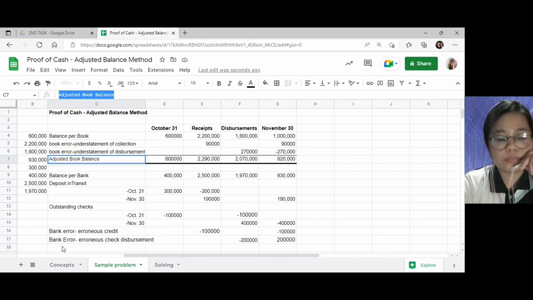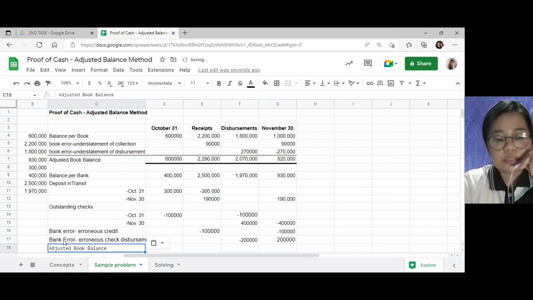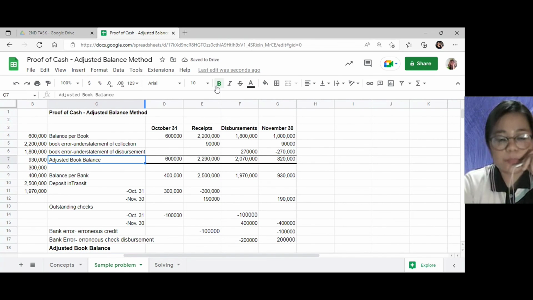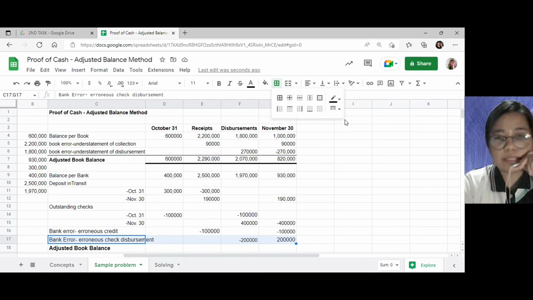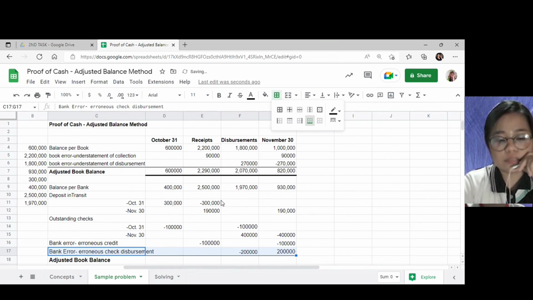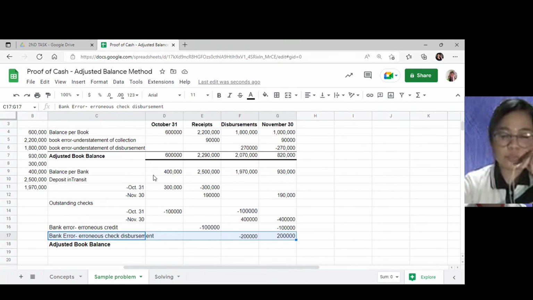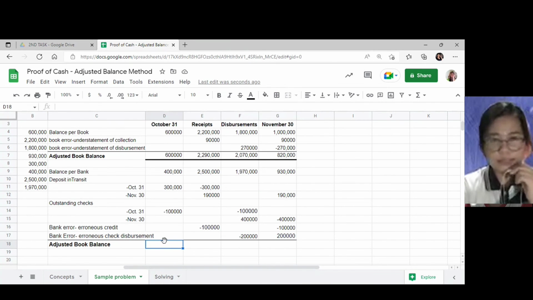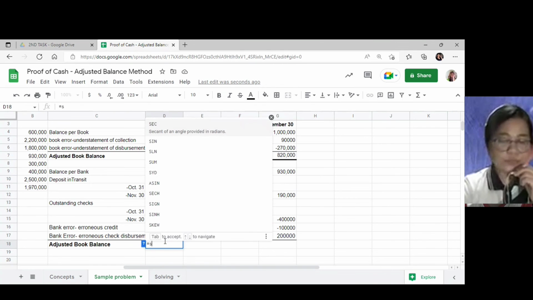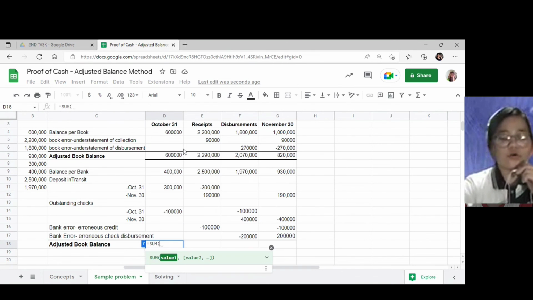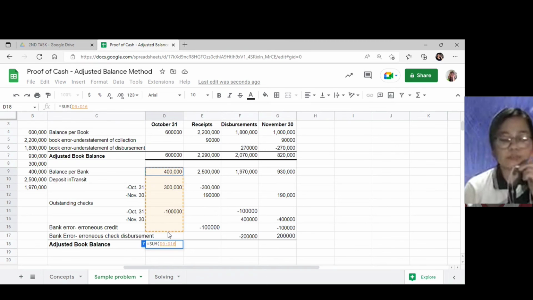So itong 1,970,000 na to, this is included already to 200,000. Pero of course, hindi naman talaga yung disbursement ni Beehive kay Beeline nga yan. So what you're going to do is to deduct the 200,000.